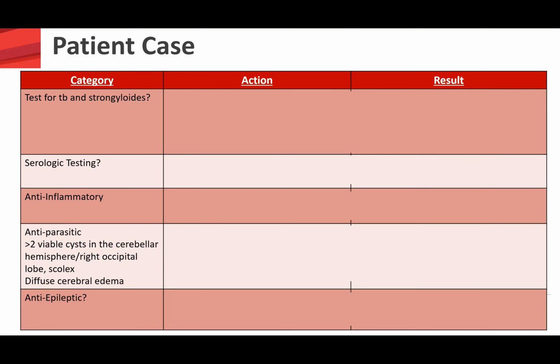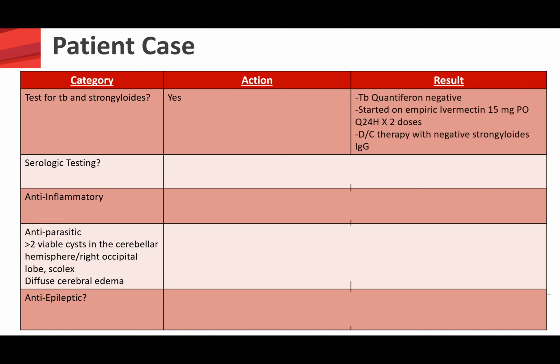Yes. Awesome. So we do want to test for strongyloides and tuberculosis, which is what we did for this patient. Our TB was negative, and again, which is a supported recommendation, we started the patient on empiric ivermectin for 2 doses, and then we discontinued therapy afterwards, but they did have a negative strongyloides IgG. In terms of serological testing, do you want to do that testing? And if you do, do you prefer an EITB or an ELISA test?